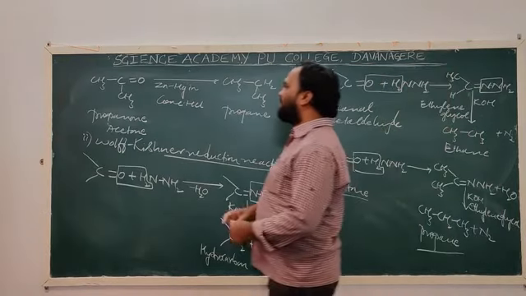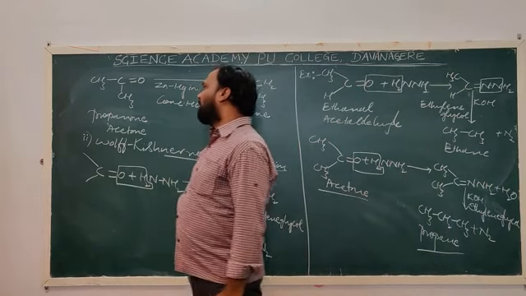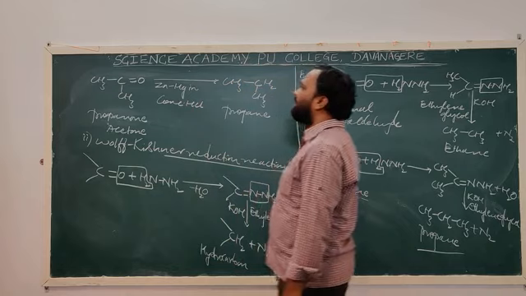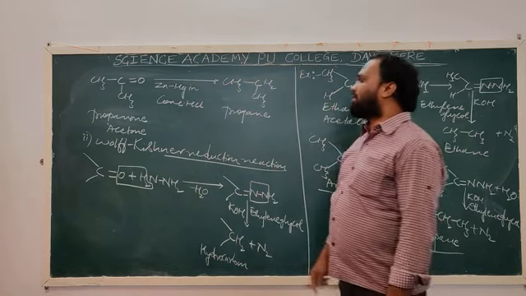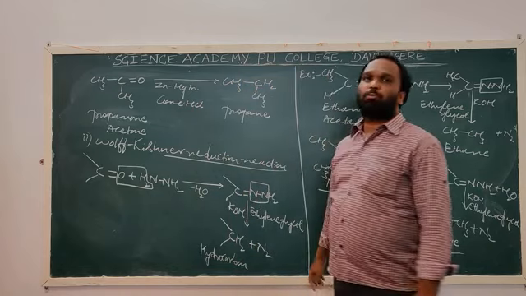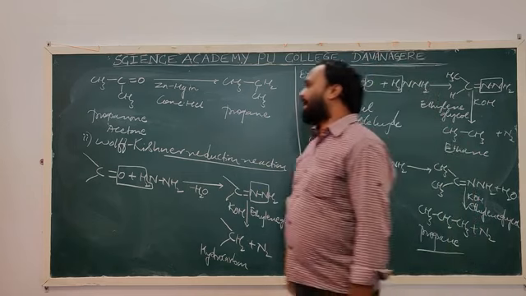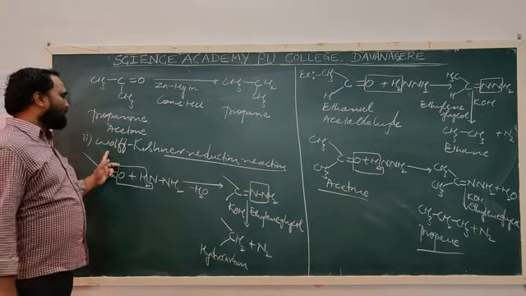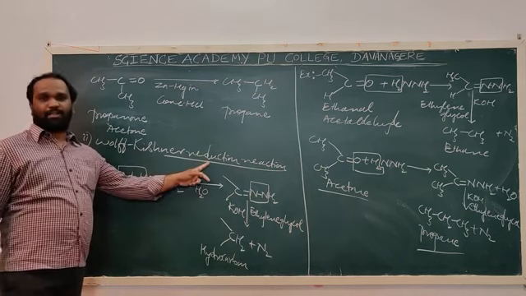One more example in this Clemmensen reduction. Propanone, that is acetone, undergoes reduction with zinc amalgam in concentrated HCl. It gives propane. Now let us take another very important named reaction, that is the Wolff-Kishner reduction reaction.